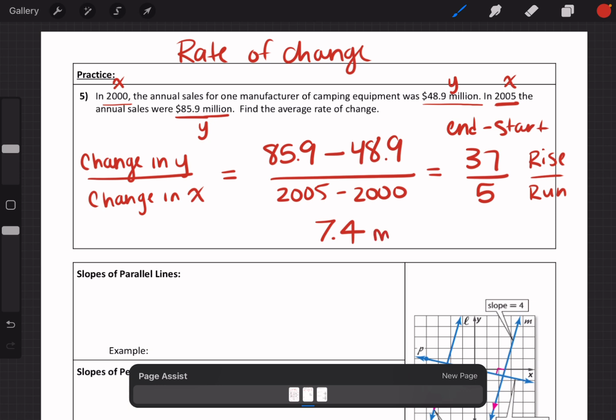So again, that answer is in millions. And what this number means is that every year we are increasing, because it's a positive, by this amount. Okay, so as we go up every single year, we are adding or increasing by $7.4 million in sales. That's what that means in terms of the problem. And that right there would be your answer.